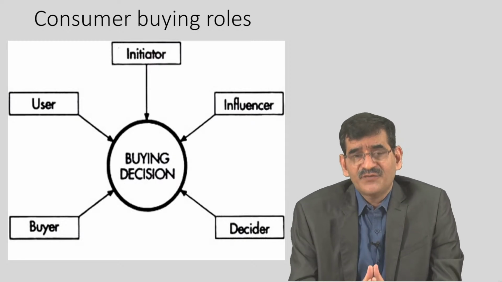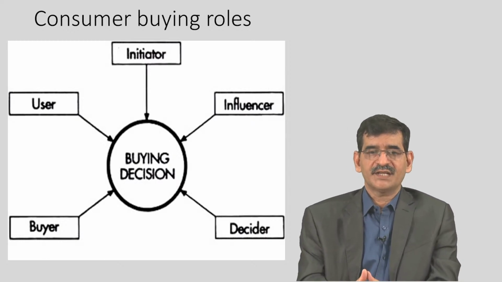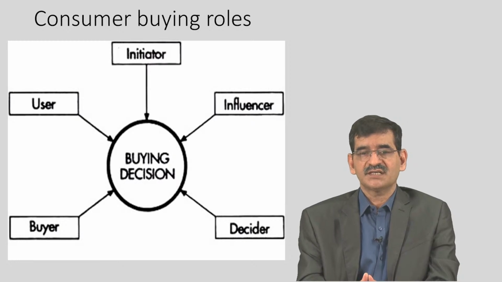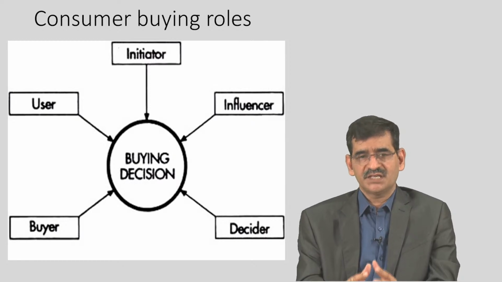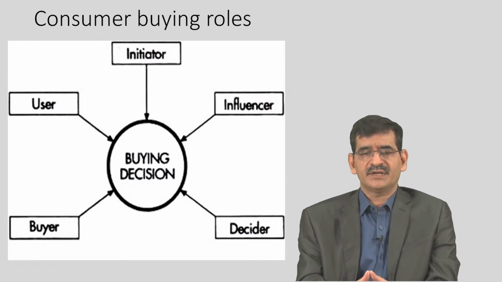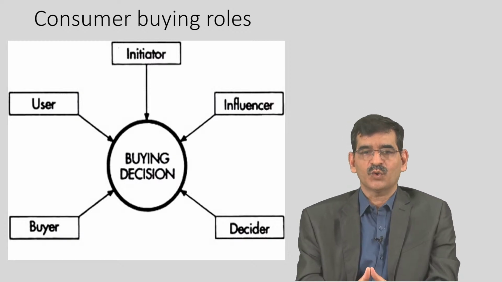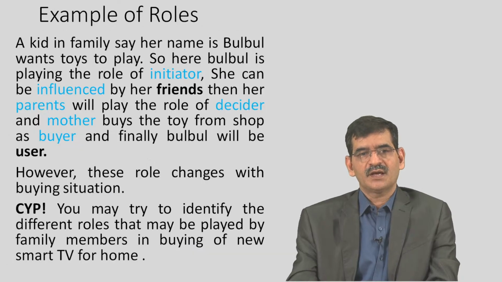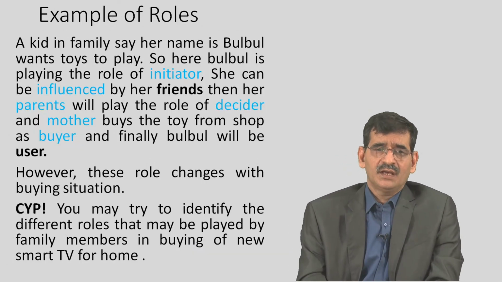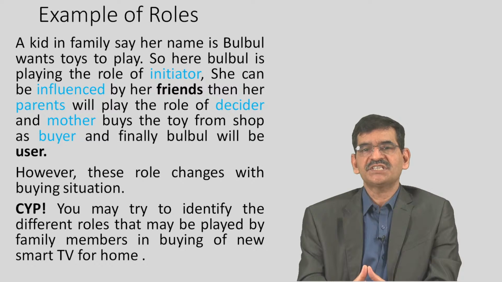Consumers play different roles in different buying situations. The role may be the initiator for getting the product or service, another role may be the influencer, another the decider, and then buyer and user. These roles are different. The same customer, the same user, can play a different role in different situations. Let us take an example to understand the different roles. Here the example is that a kid in a family, say her name is Bulbul, wants toys to play. So here Bulbul is playing the role of initiator.